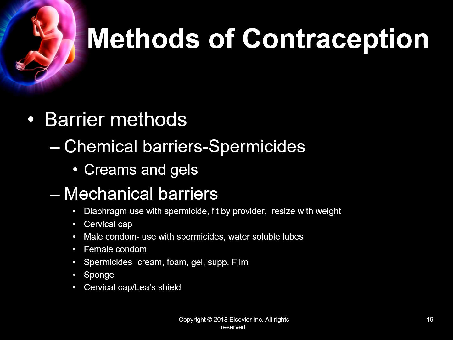And then there is a cervical cap, which may also have to be resized after delivery of the baby. And then there's a male condom. This is used usually with spermicides and water-soluble lubrication. And then there's a female condom, and also spermicides, creams, foams, gels, suppositories, and films. And then you have the sponge and cervical cap or Lea's Shield. And there are 2 types of female condom.